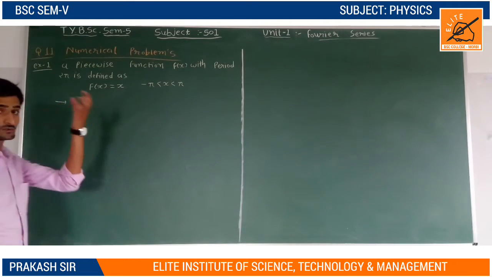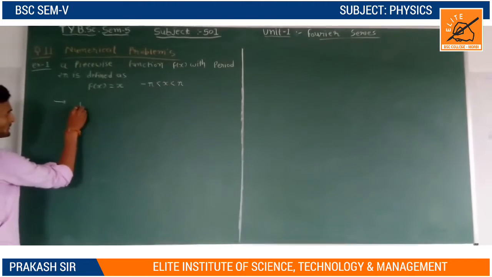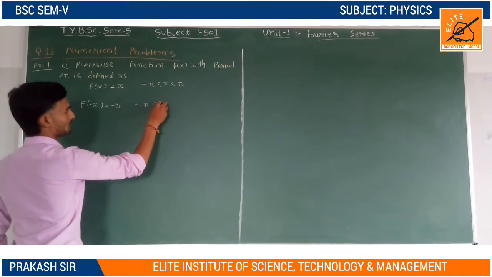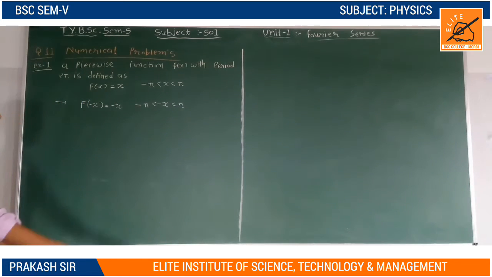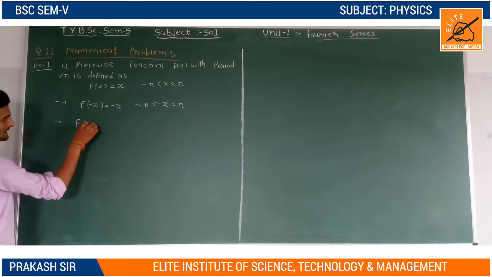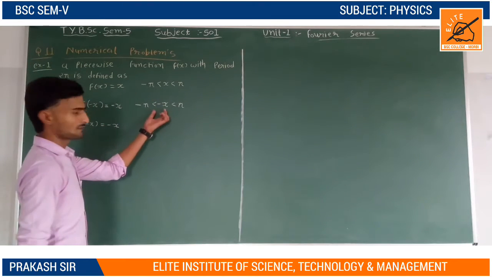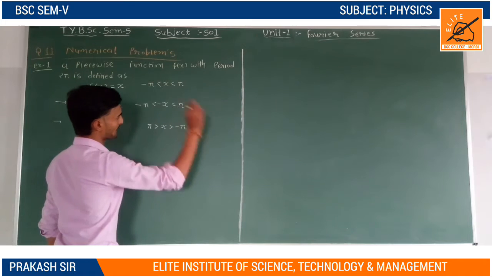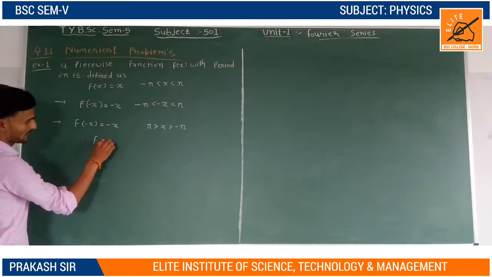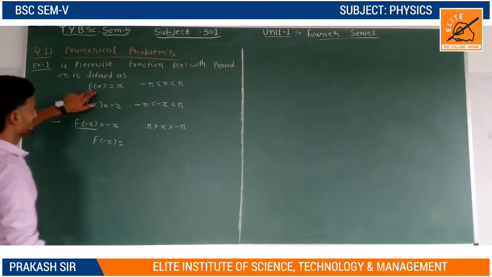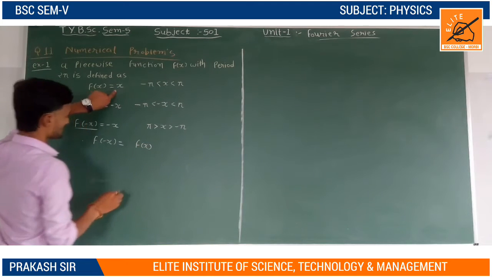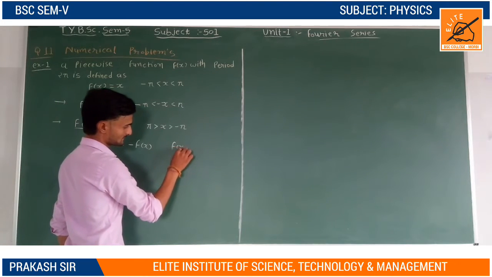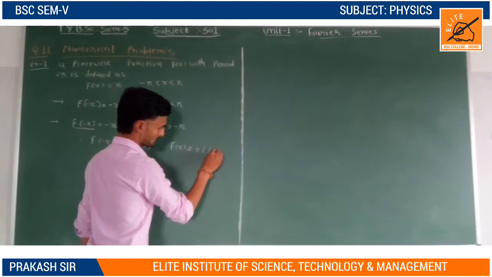First, I confirm whether f of x is an odd or an even function. Replacing x with minus x on both sides, f of minus x comes out as minus f of x. So f of x is an odd function.